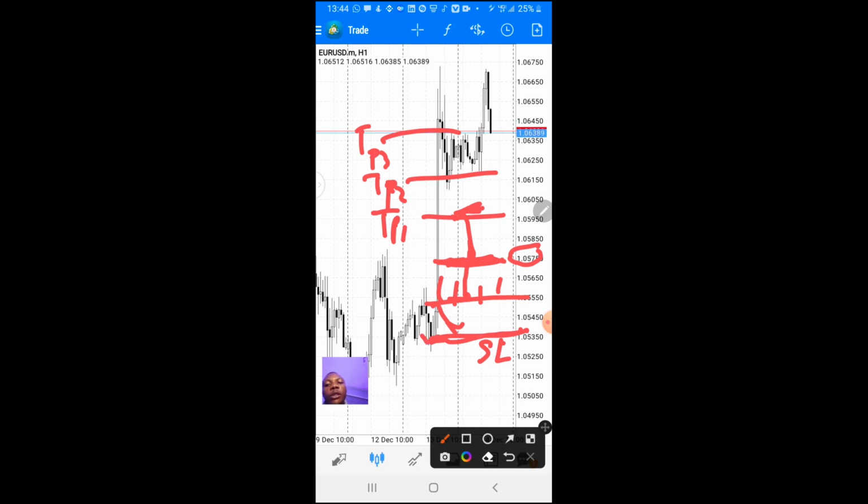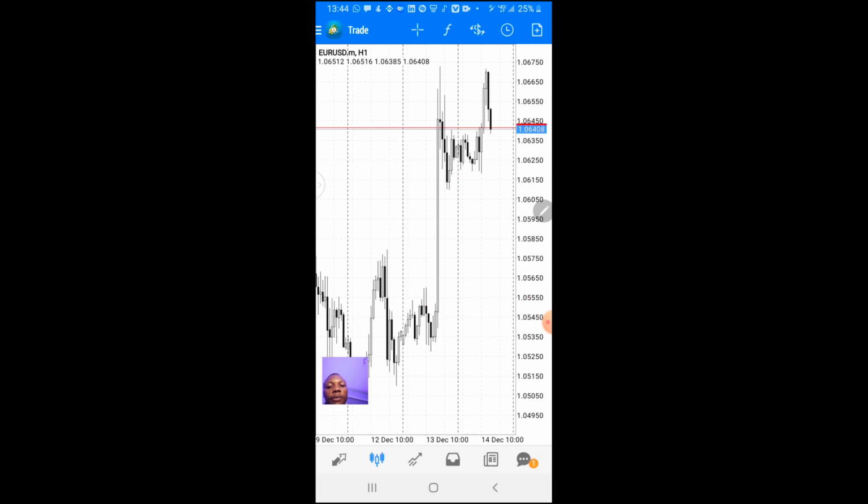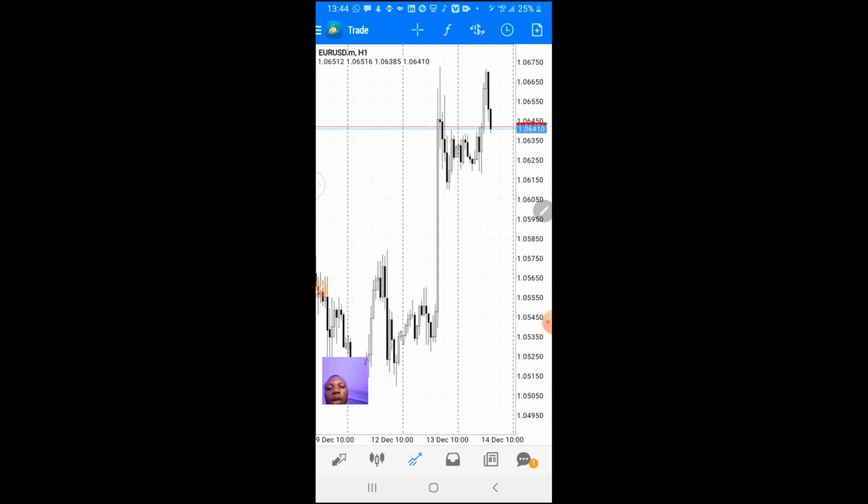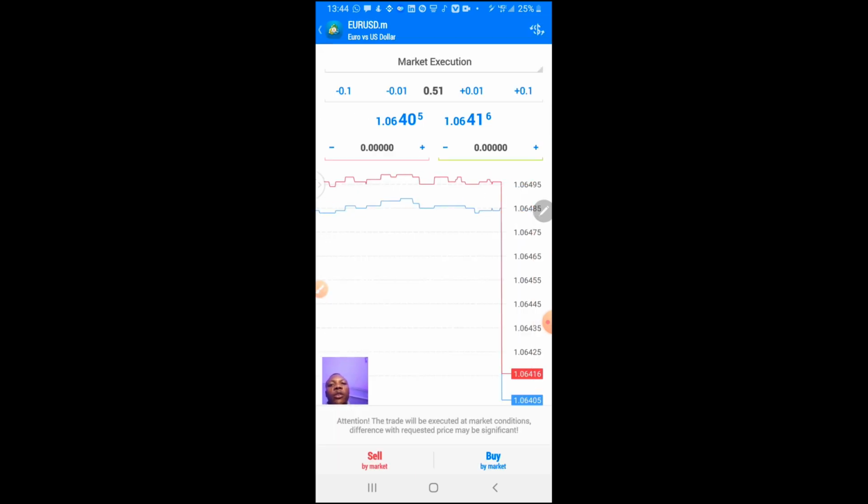So you remove it here and you bring it here. Removing it here means that you come here and read this new figure, and you edit your trade. So let us go now to the trade section itself. When you come to the trade section, you just click on place trade.